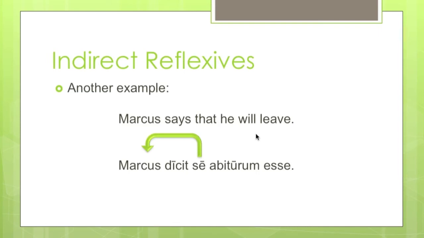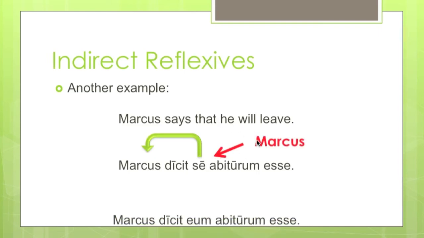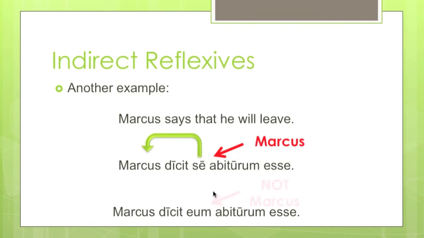If the he is someone else, it's going to be eum. Marcus dicit eum abiturum esse. This eum here cannot be Marcus. It must be someone else. So again, there's an ambiguity in English here, whether this is Marcus or not, which does not exist in Latin, because Latin enforces the use of indirect reflexives. If in an indirect statement you refer back to the subject of the main verb of a sentence, you must use an indirect reflexive.